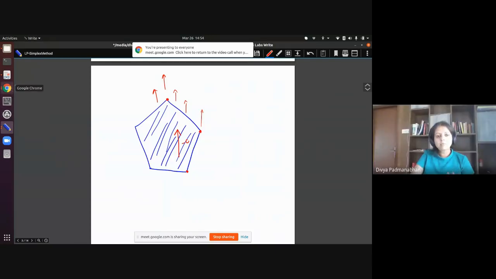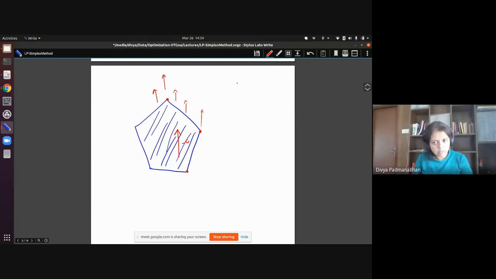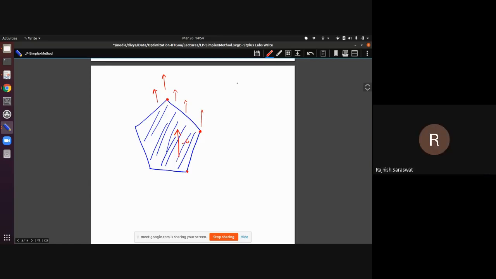Yeah, the linear program is a very specific form: minimize c transpose x, subject to Ax equals b, x greater than or equal to 0. That is always going to be a convex region. There is no doubt about that. There's no way it can become a non-convex region.